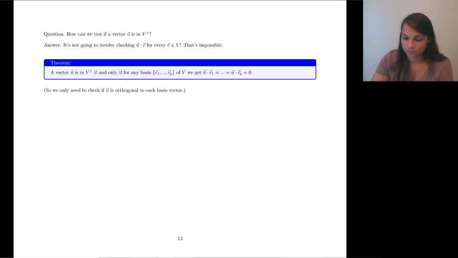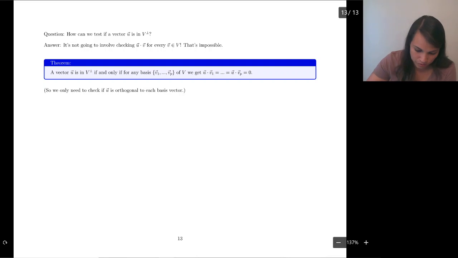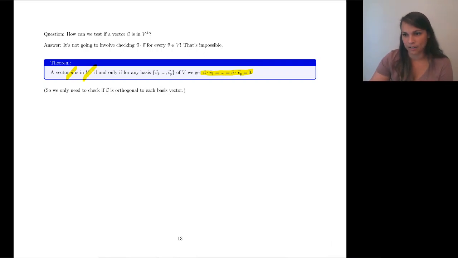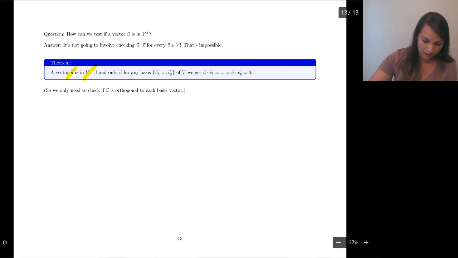So theorem: in order to figure out if u is in V perp, we just need to check if it is orthogonal to a basis of V. Any basis will do. So if we just check it against the basis vectors, that's good enough. We know it's going to be perpendicular to everything. Why? You should try and do this on your own too. This is another good one, very accessible.